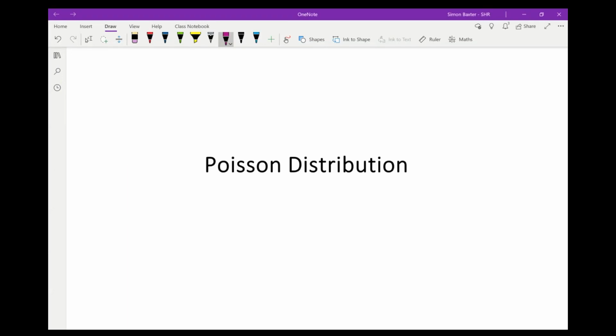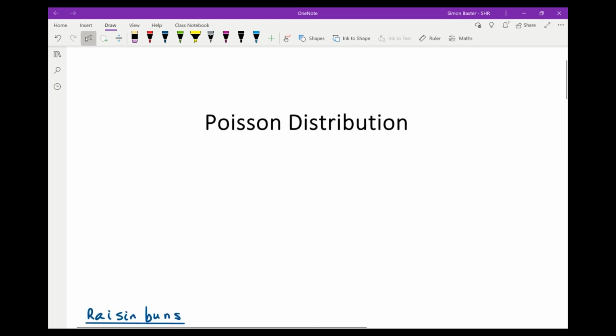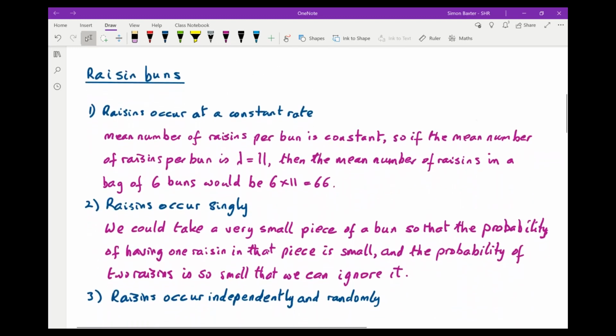You've just seen an example of a Poisson distribution. The way that the raisins are distributed amongst the buns follows the conditions for a Poisson distribution. We can see that if we have a little look down here.